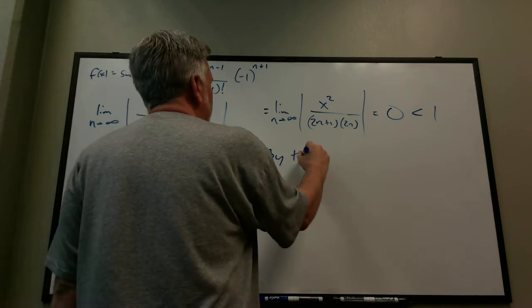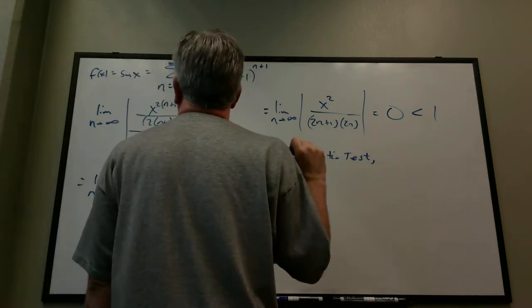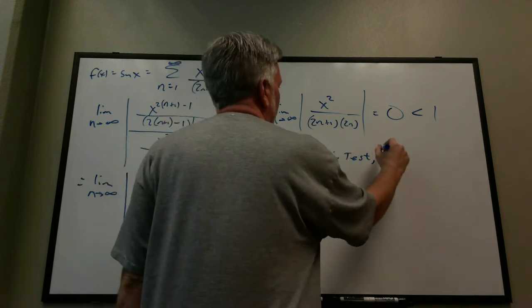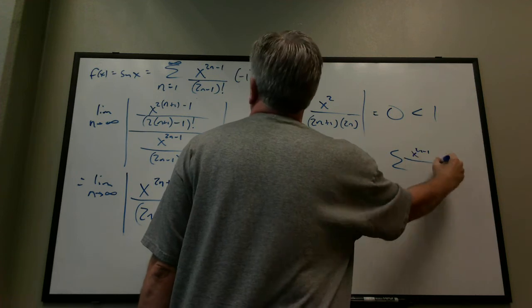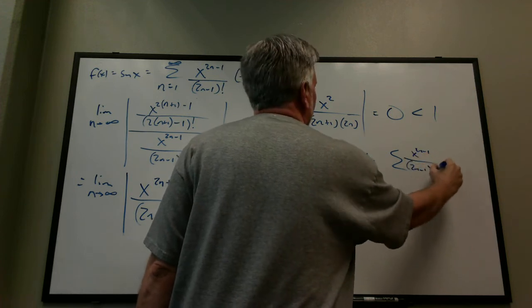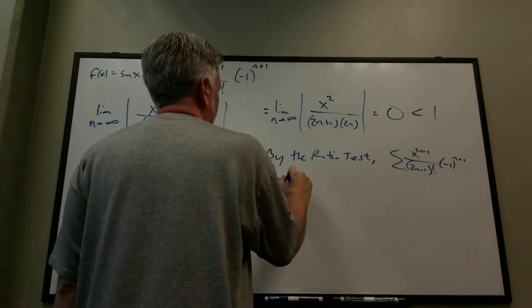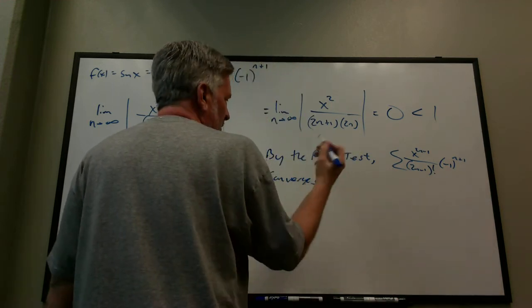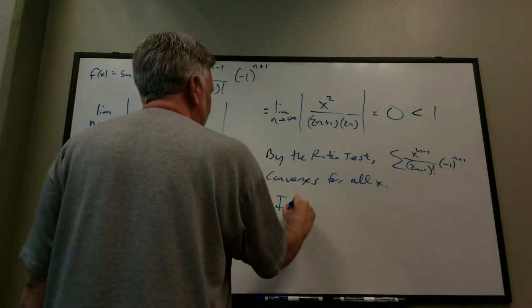So by the ratio test, this power series, x to the 2n minus 1 over 2n minus 1 factorial times negative 1 to the n plus 1, converges absolutely, but converges for all x, doesn't it? So what's the interval of convergence?